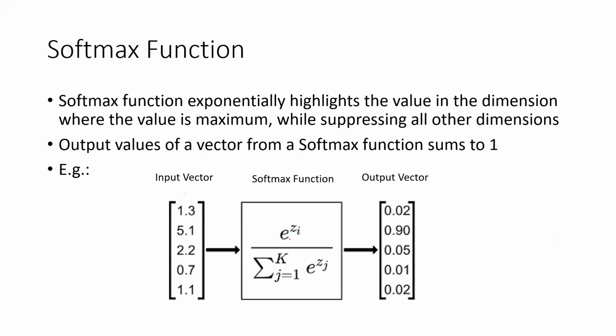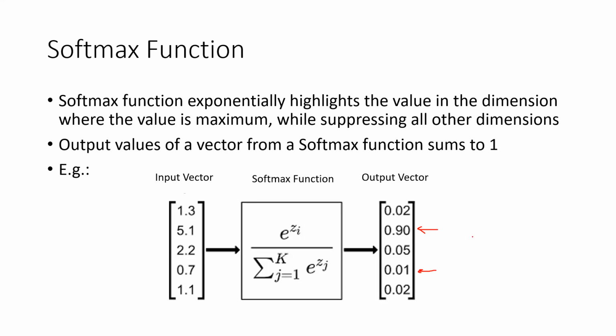But once we pass it through the softmax function, what happens is only the 5.1, which has the largest value, will be amplified to 0.9, right? The smallest value, which is 0.7, will be reduced to 0.01. All the other values, like 1.3, would be 0.0302, and the 2.2, which is generally half of this value, will move to 0.05, while 5.1 is 0.9, 2.2 has moved to 0.05, right? 1.1 has moved to 0.02, right? So this is how it discriminates the values of this vector once we have passed it through the softmax function, right?